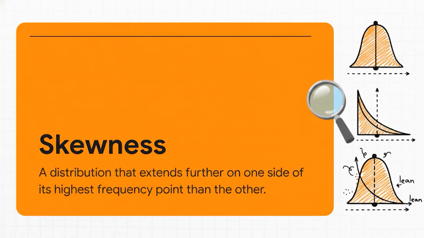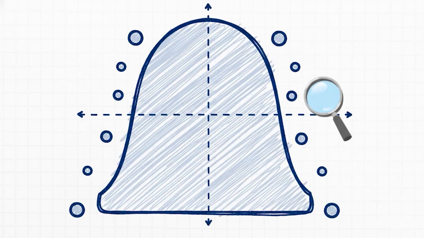So, if you want the textbook definition, skewness is when a distribution stretches out more on one side of its peak than the other. Yep, it's all about that lean. Okay, so let's start with our baseline, which is a symmetrical distribution. Just picture a perfect bell curve. The data's perfectly balanced, there's no lean at all, and the right side is a perfect mirror image of the left. This is what we call zero skew.